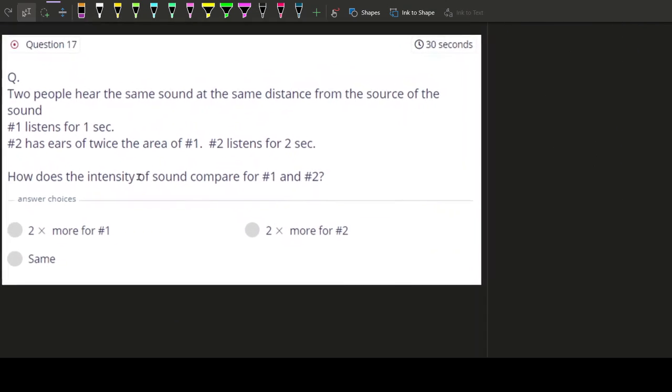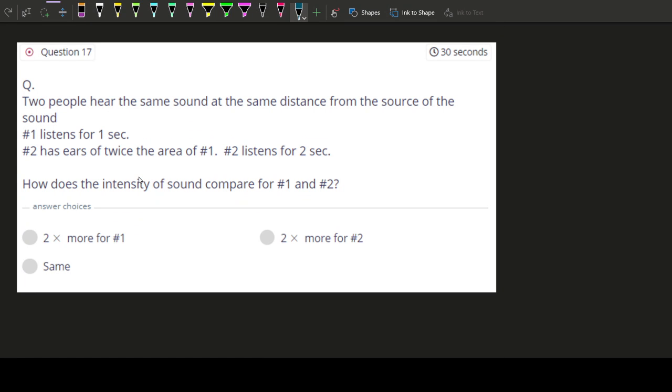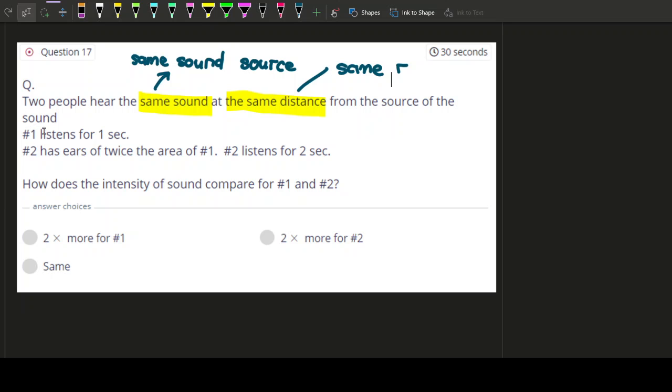Next question, question 17 says, two people hear the same sound at the same distance. So if you see people say hear the same sound, what it probably means is that it's the same sound source. Then from the same distance from the source of the sound. So it means they have the same r. What happened to the pen? Suddenly very big.